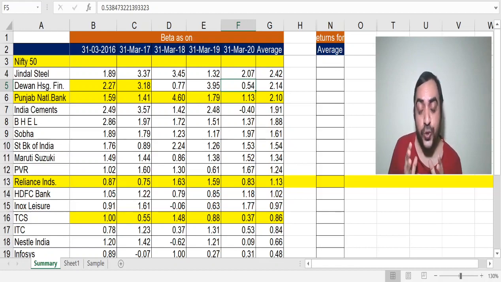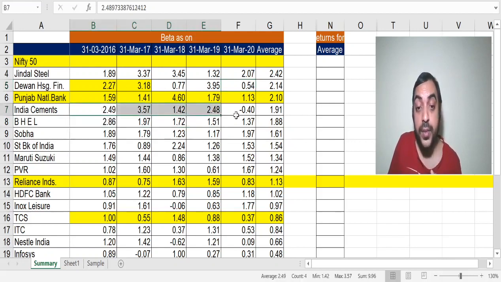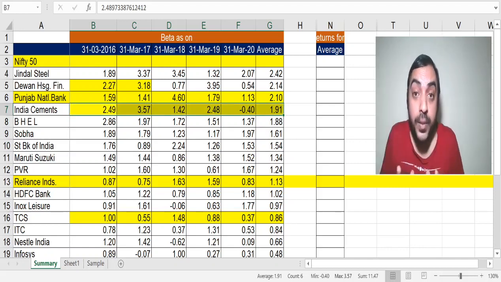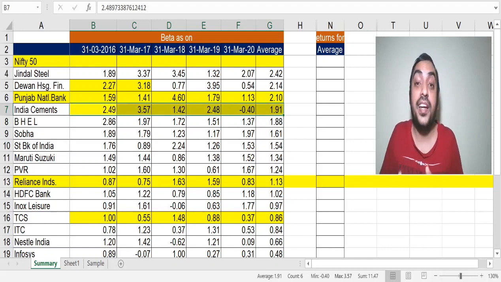So today we discussed the meaning of beta, some basic formulas, and examples of betas for certain companies, how they play a role in certain sectors, and how they keep fluctuating over a period of time. You see, India Cements, it was a positive number, it became a negative number also. Look at this negative beta. So beta is a good measure of risk, but it is not foolproof. It is only an indicator of what happened and therefore what is likely to happen.